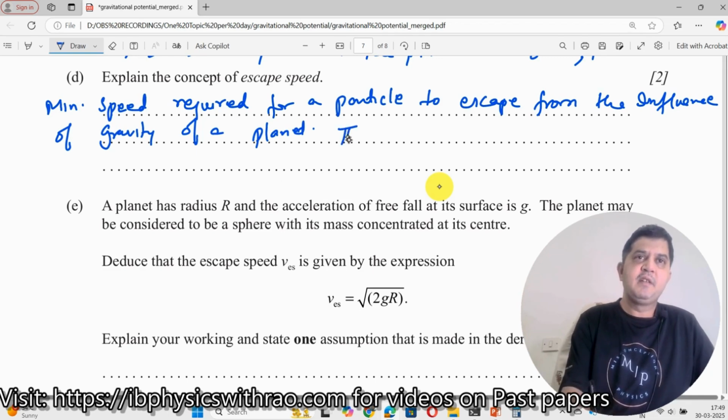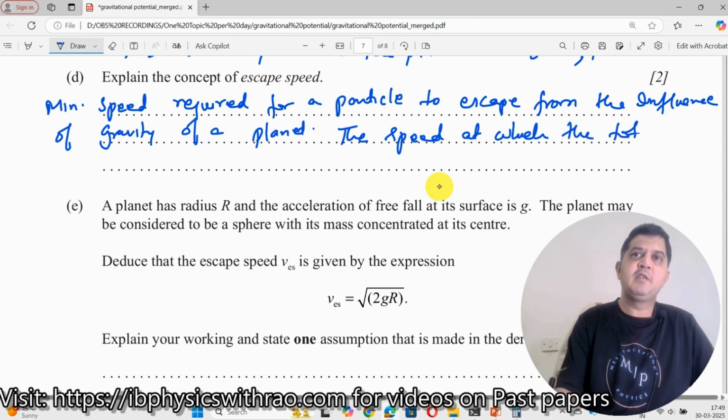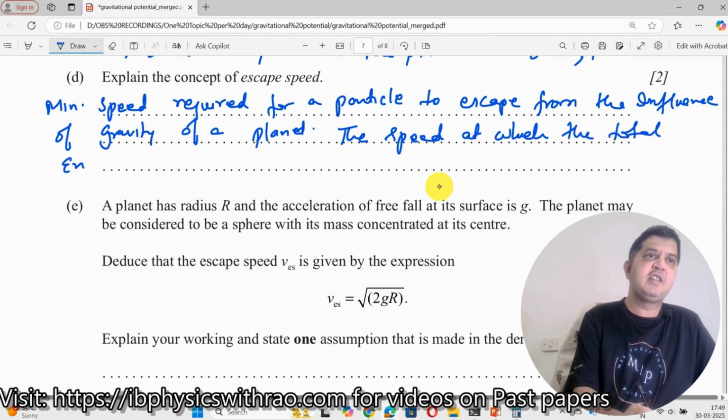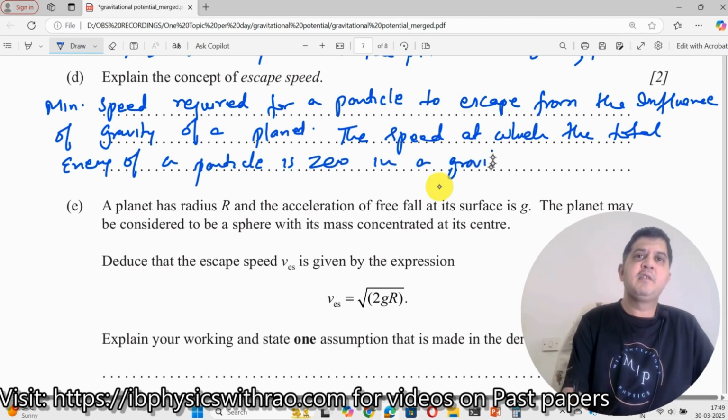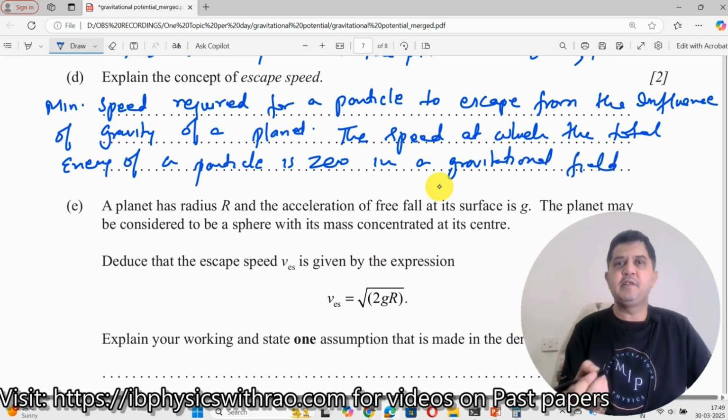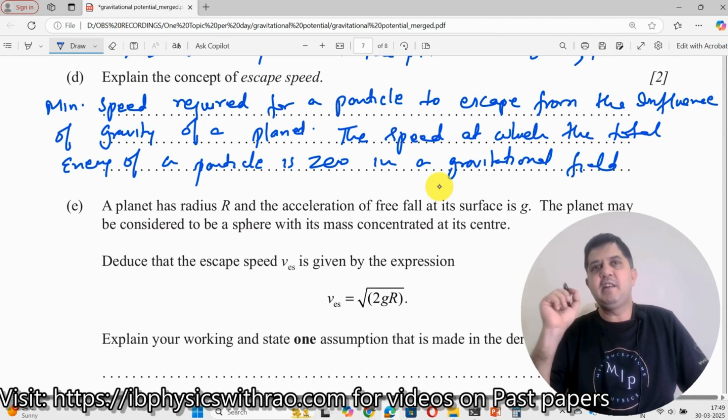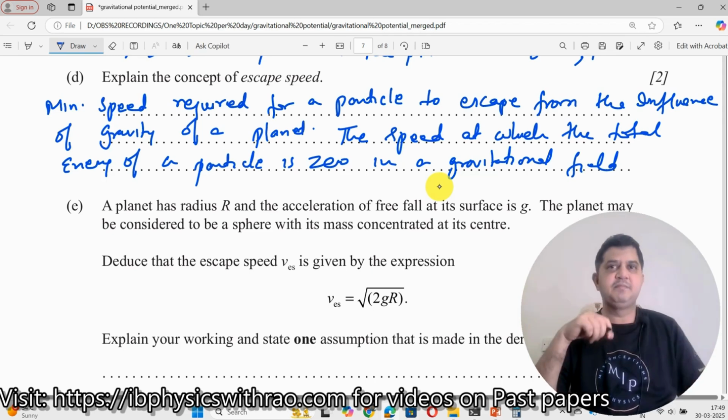or you can say the speed at which the total energy of a particle is 0 in a gravitational field. Why is it 0? Because any particle that you take in a gravitational field will always have a negative energy. What is the negative energy? It's bound to the planet. Therefore it is minus GM by r, so it cannot escape.